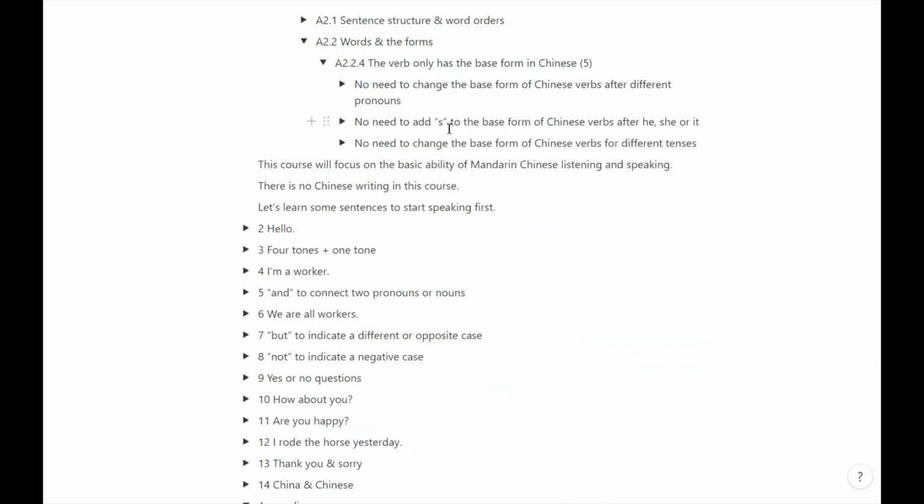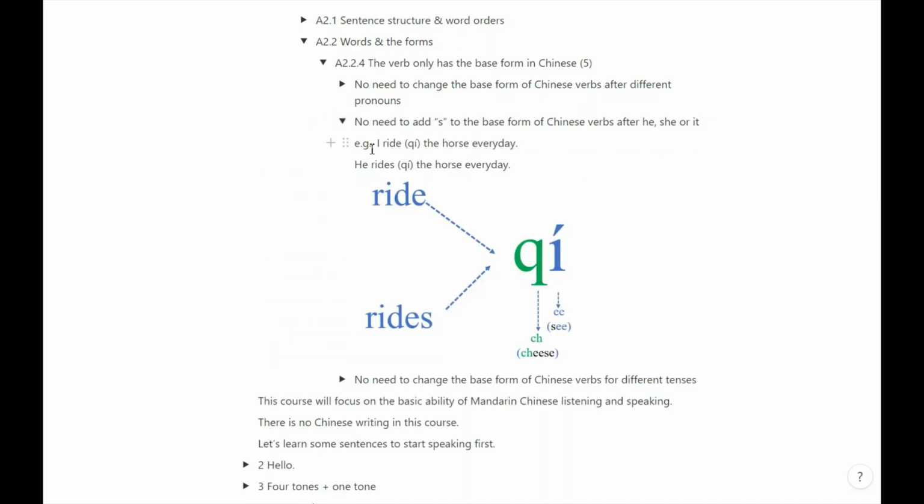Also, there's no need to add s to the base form of Chinese verbs after he, she, or it. For example, I ride the horse every day. He rides the horse every day. So in English, there is an s added to ride after he, but in Chinese pinyin, both ride and rides were mapped to the same pinyin, qi.